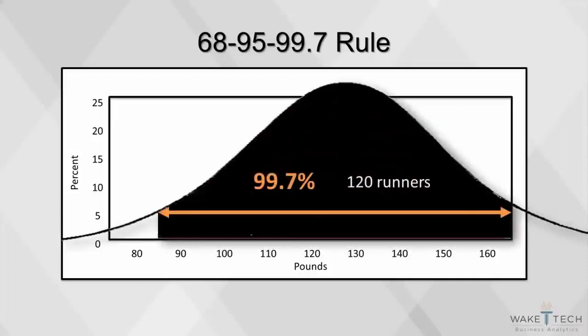Finally, according to the rule, 99.7% of our runners, or 119.6 runners, should fall within 3 standard deviations of the mean, or within a range of 81.3 pounds to 174.3 pounds. According to our data, all 120 runners fall within this range, so it seems as if the rule is pretty accurate in this case.